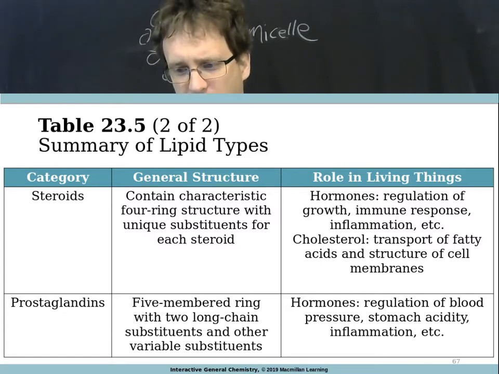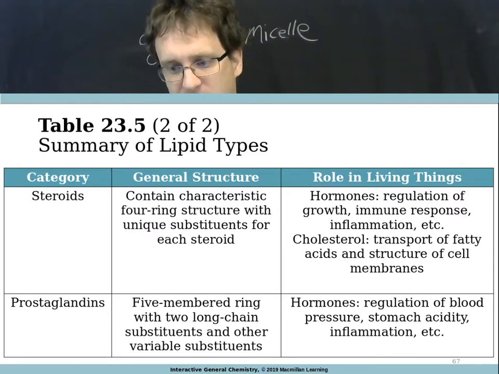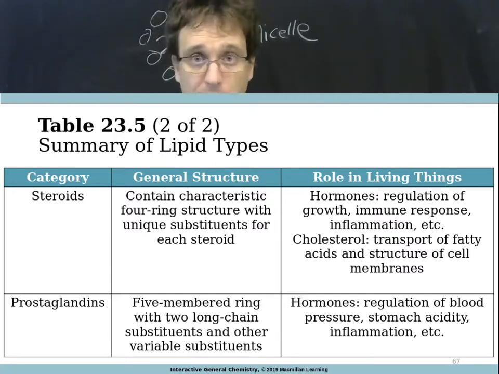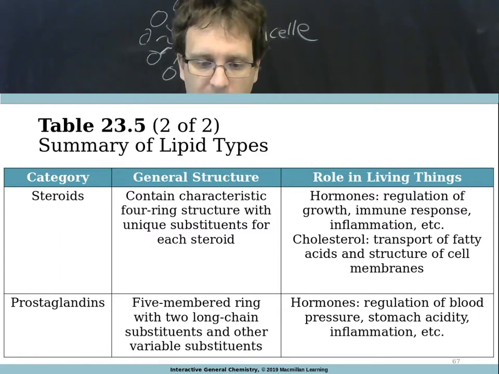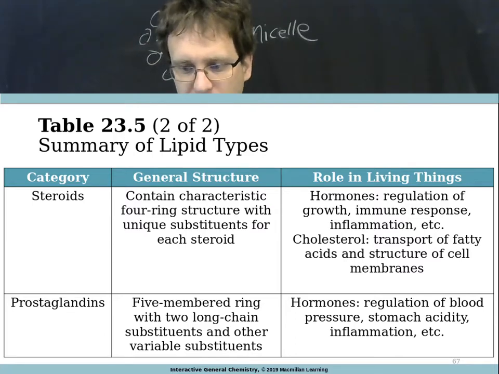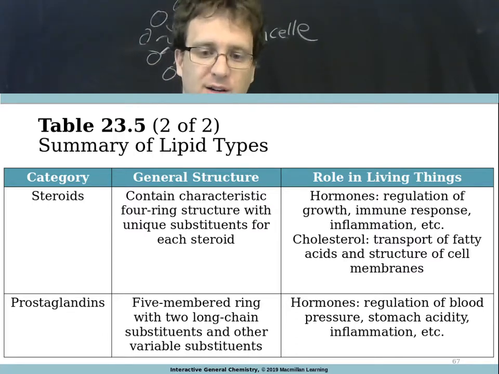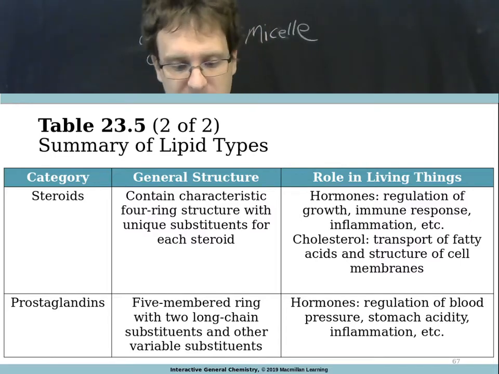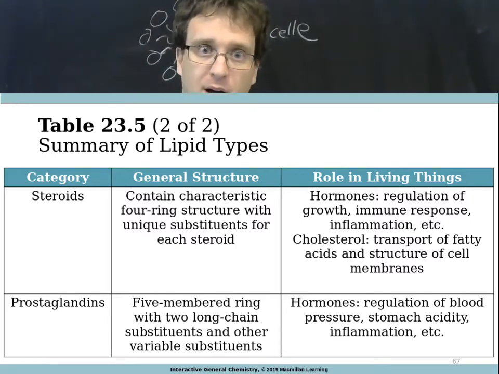And cholesterol is responsible for the transport of fatty acids and structure of cell membranes. So cholesterol is sort of how the fatty acids get around the body to where they need to be. And then prostaglandins are also hormones. I guess these ones that we showed you regulate blood pressure, stomach acidity, inflammation, etc. And so that's it for today. That's lipids. We'll cover proteins tomorrow, and Friday nucleic acids.